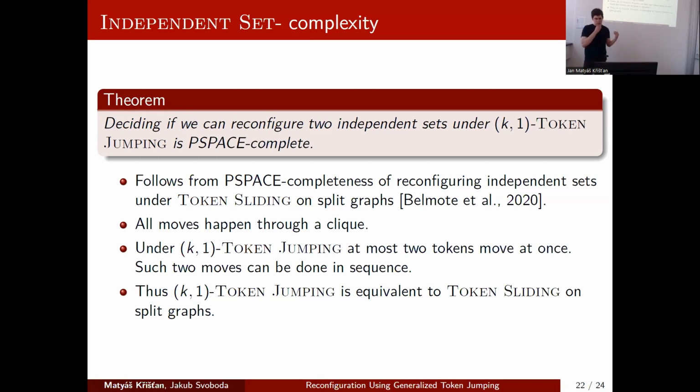So it's not that hard to show that at most 2 moves can happen at the same time, one going into the clique, one out of the clique. And this can be split into 2 moves that are in sequence. So these 2 reconfiguration rules are equivalent on split graphs, and so it's PSPACE-complete as well.